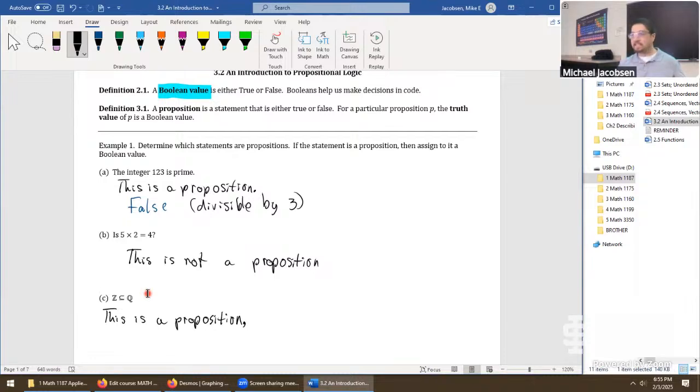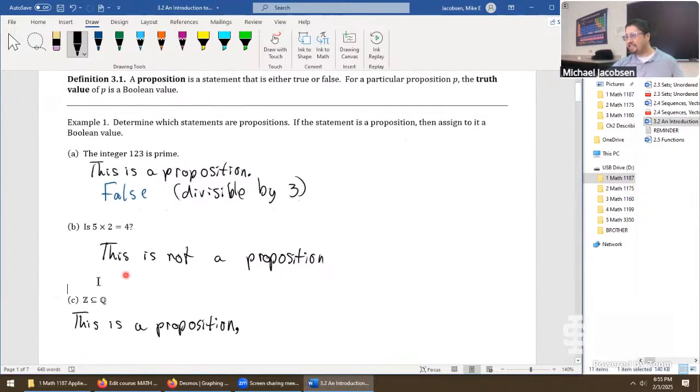It's a tricky one because this is a subset relation, right? And it's also just not nice notation. We need to know what that Z means and that Q means specifically. But let's put in some little work here to help tie this together. Z is a set of integers. Q is a set of rationals.